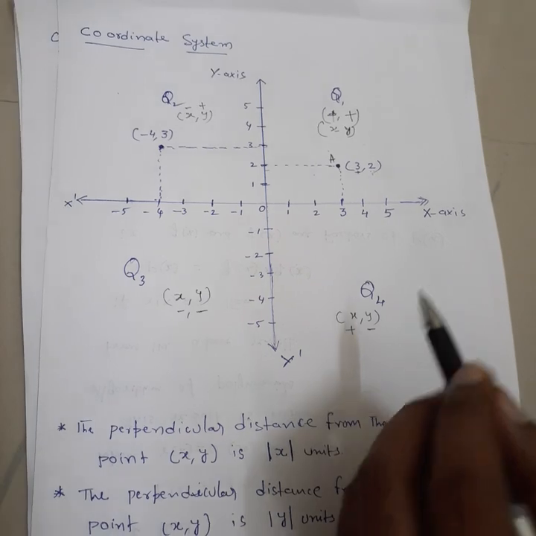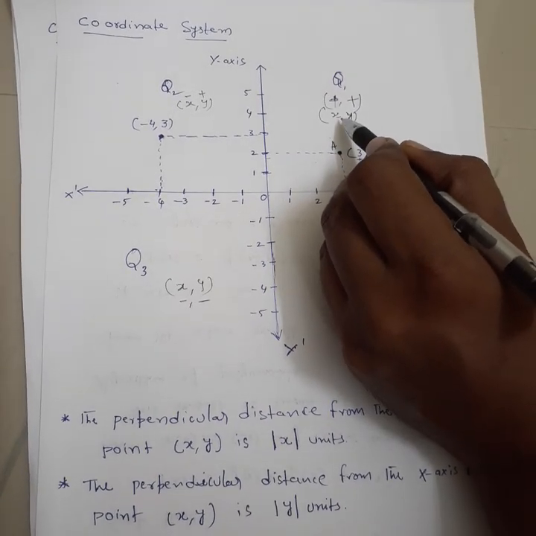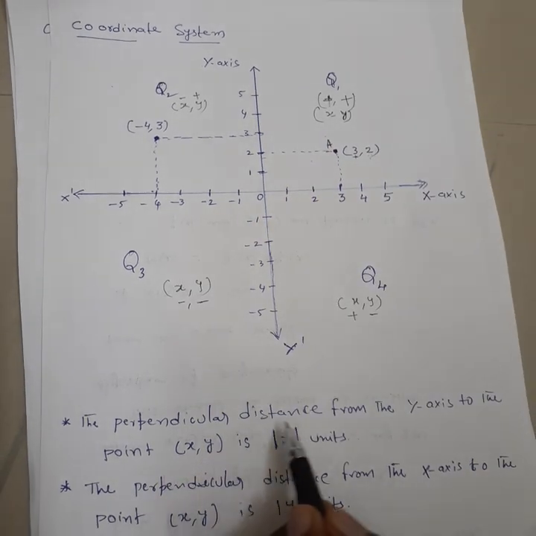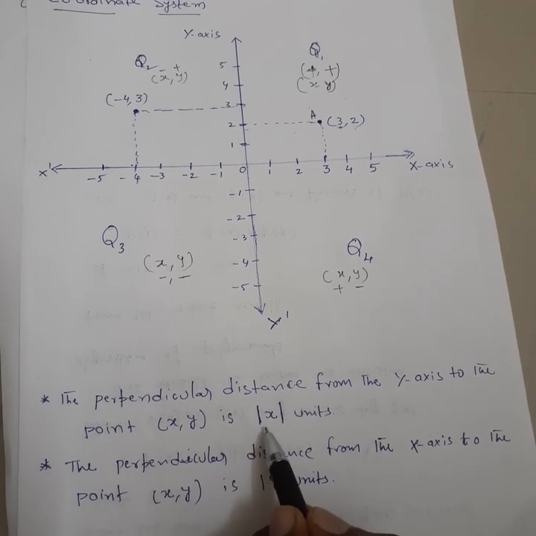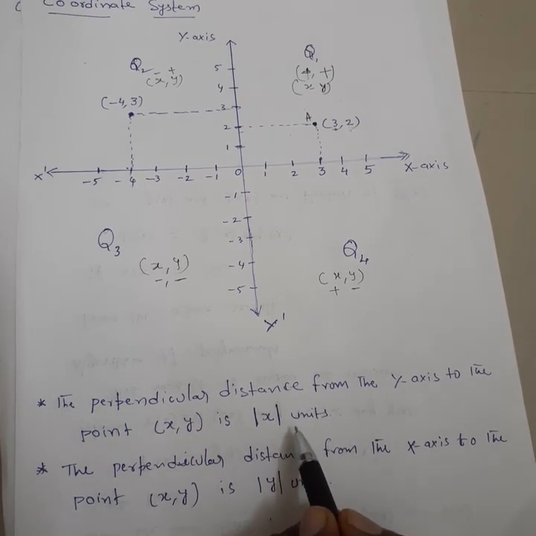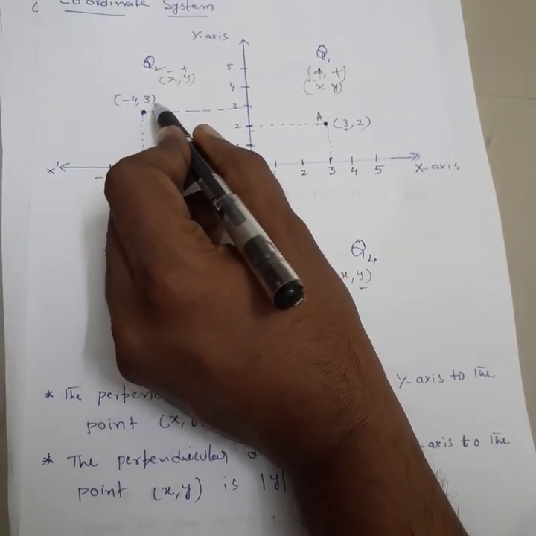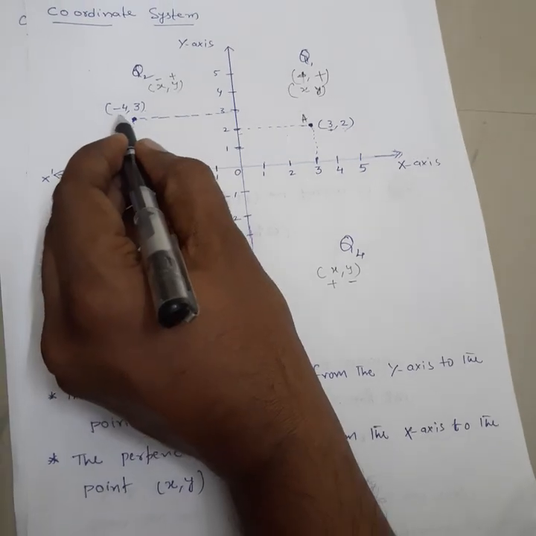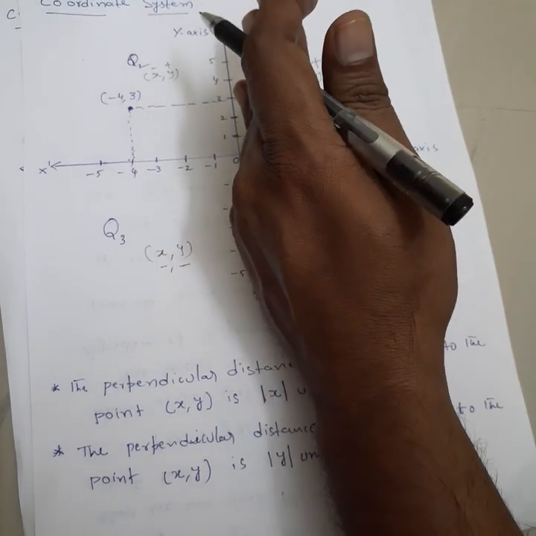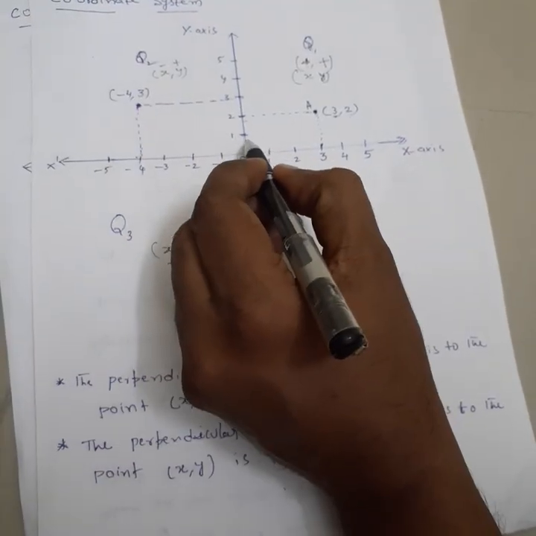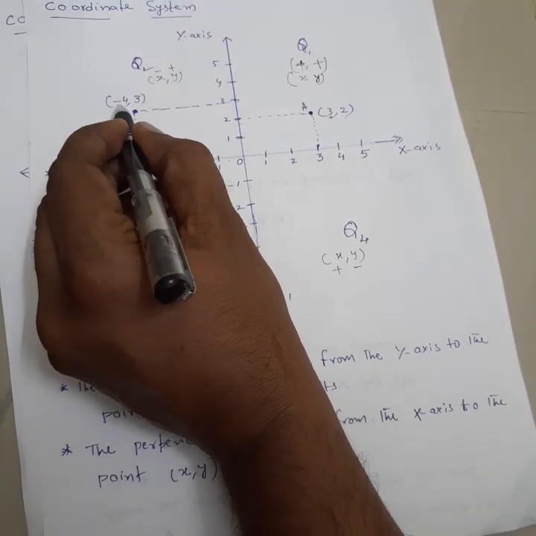Similarly, if you take any point (x, y), where x denotes the perpendicular distance from the y-axis to the point (x, y), we write this as modulus x units. Why do we need to use modulus? Suppose you take the point (-4, 3). This -4 denotes the distance from the y-axis to this point. The distance from the y-axis to this point is 1, 2, 3, 4 units. But here we are writing minus 4.